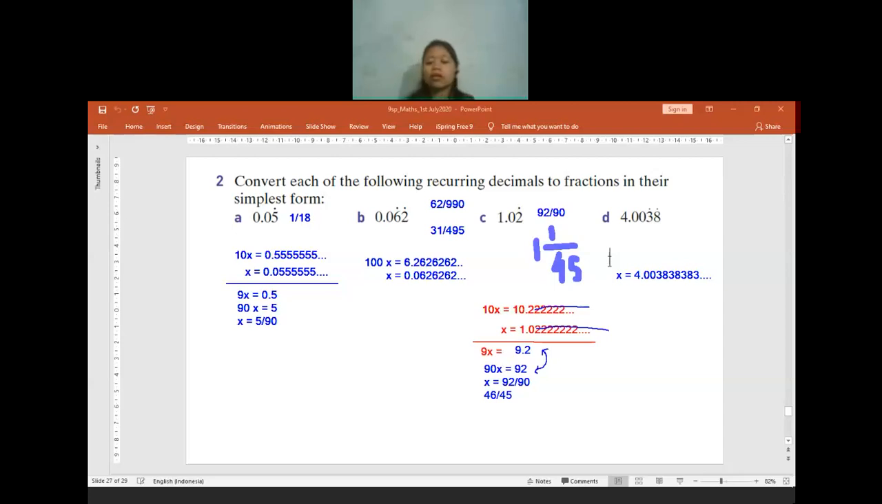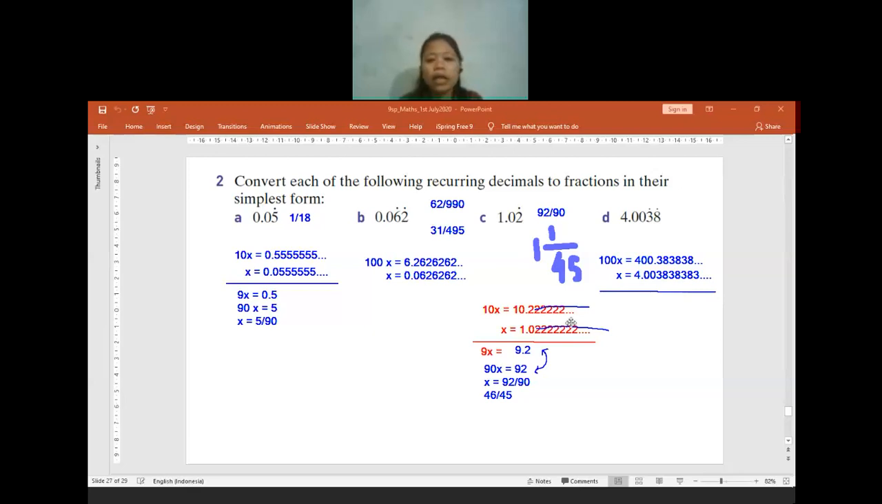If it's like this, we find 10x, 100x, 1000x, or how many x? 100x. Okay, is there anyone still confused? Why did I choose 100x, not the other x? Because 2 digits are repeating, so I need to make it 100x. So I need to multiply 4.003838 by 100. I will get 400.383838 and so on. Is there anyone confused before I simplify this? No? Okay, good job. So now we subtract them.